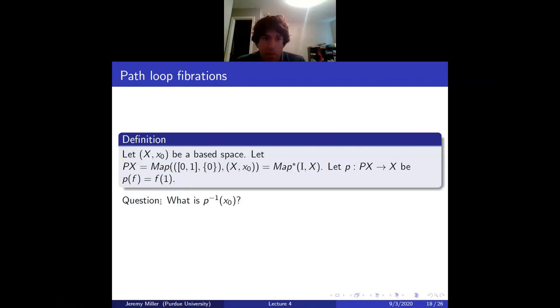So it's a path in X, and 0 goes to X naught, and then being in P inverse of X naught means 1 also goes to X naught. So this is exactly just the loop space, the based loop space. So it's maps from the interval that send both 0 and 1 to X naught.